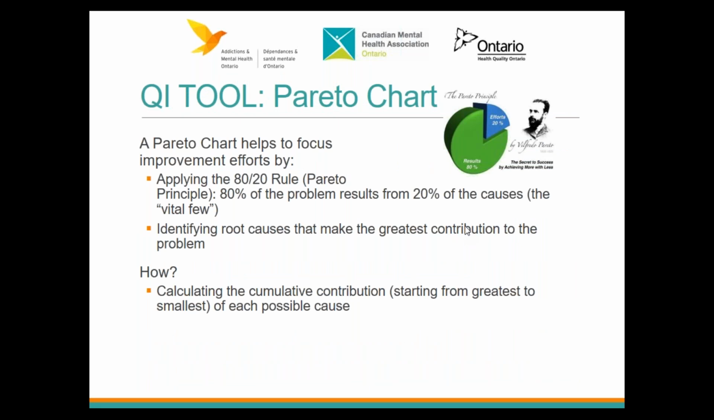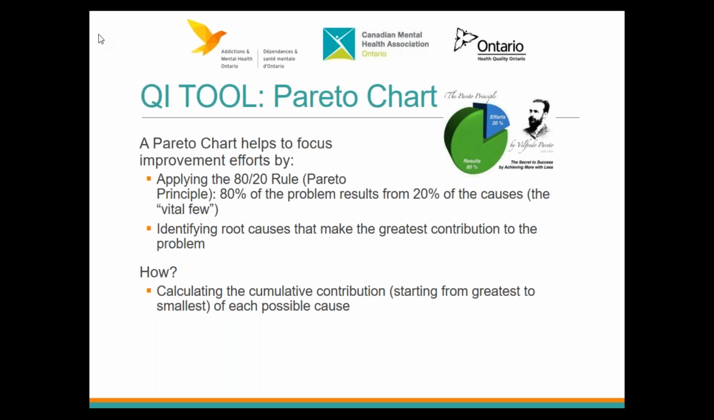So the third tool that we're going to talk about today is called the Pareto chart. And so it works very well in tandem with those other two tools, the Fishbone and the 5 Whys, to help us narrow down all of those multiple factors that we've identified as contributing to a problem and landing on what we call the vital few. So we're trying to look for that 20% of causes that leads to 80% of the problem that we're experiencing. It's what we call the 80-20 rule. And again, identifies the root causes that make the greatest contribution to that problem.